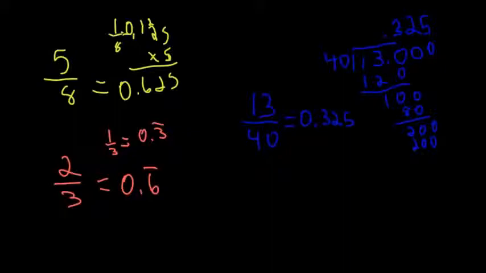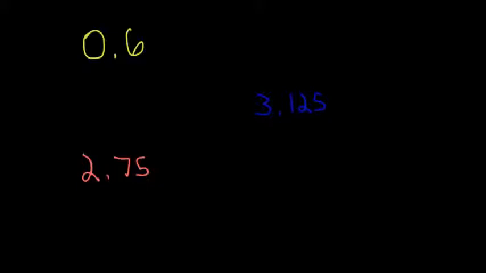So if you have a benchmark fraction and you know them, go ahead and use them. If you don't know the benchmark fraction, or there isn't one, then you can just divide your numbers and find out what your decimal is going to be. Alright, so now we're going to make these decimals into fractions or mixed numbers. You're always going to just write it like you say it with the proper place value. So the first one is 6/10.